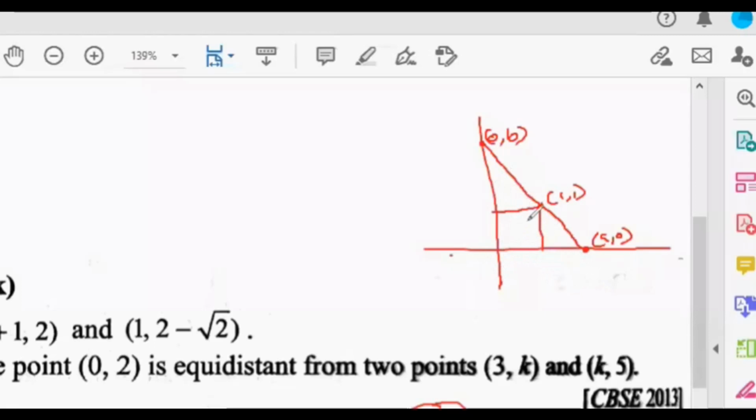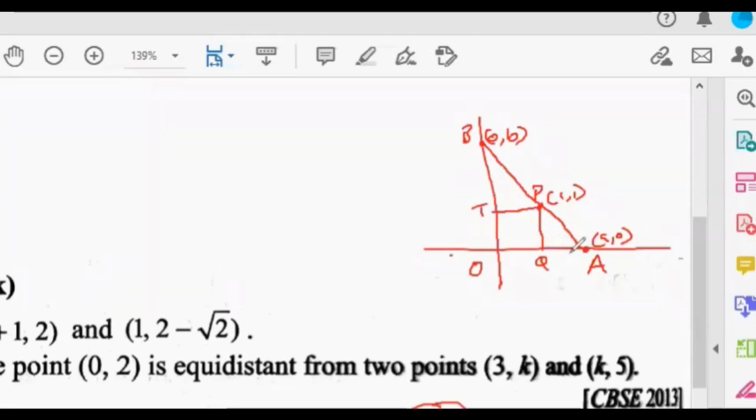Now we can see some triangles here. I simply give names. Suppose this is A, this is B, this is the point P, this is Q, and this is T. We can see three triangles here: one triangle is QAP, one triangle is TPB, and one larger triangle OAB. My question: what will be the distance QA?